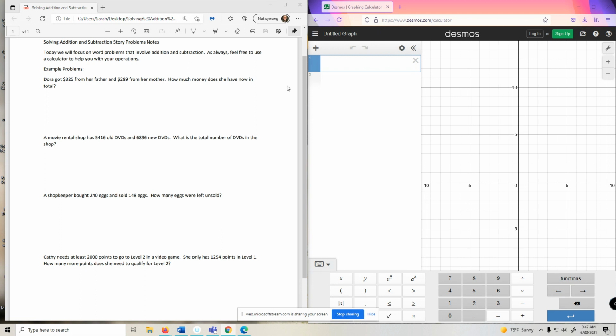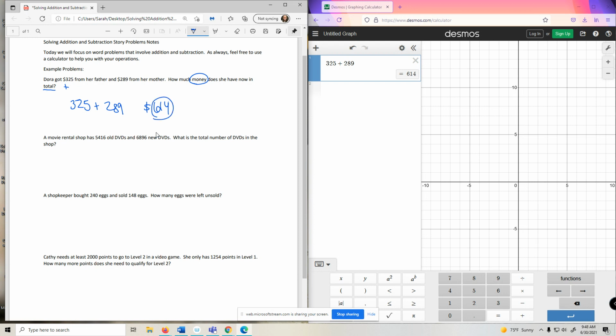Dora got $325 from her father and $289 from her mother. How much money does she now have in total? So in total is our key phrase here. In total means that we need to add the dollar amounts together. So we're thinking 325 plus 289. You're welcome to do that by hand, in your head, or with a calculator, whatever works for you. I'm just using Desmos. When we do that, we get 614. And 614 what? It's how much money? $614 is our answer here.